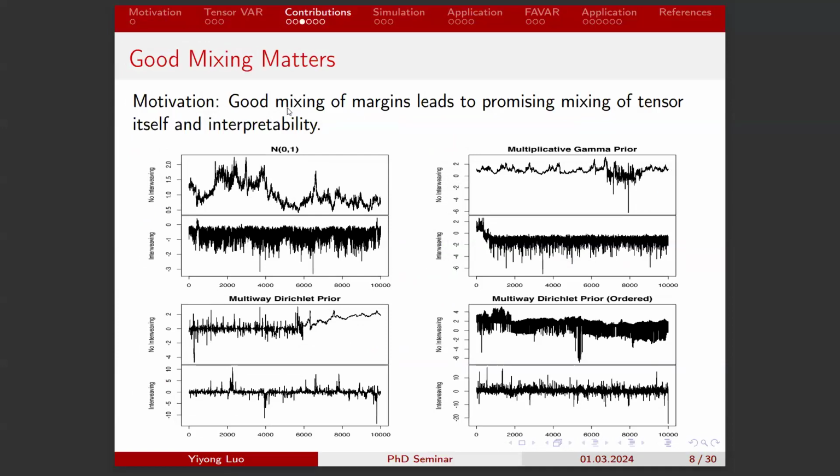So let's move on. So far we have the prior as well as, oh, I see a chat. Is there anything?